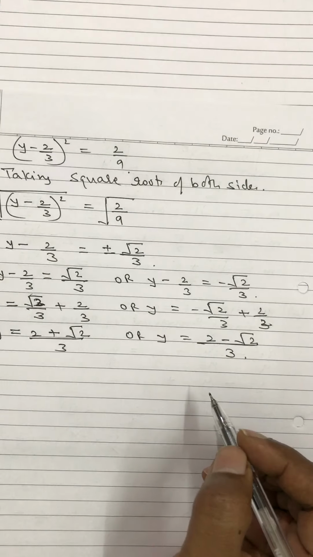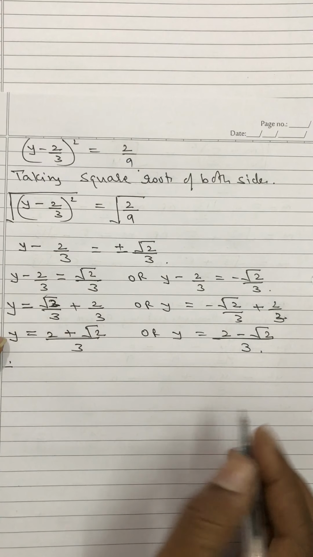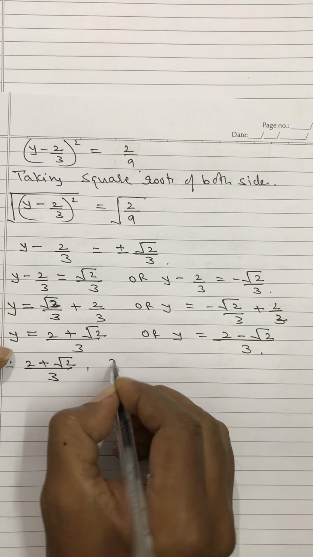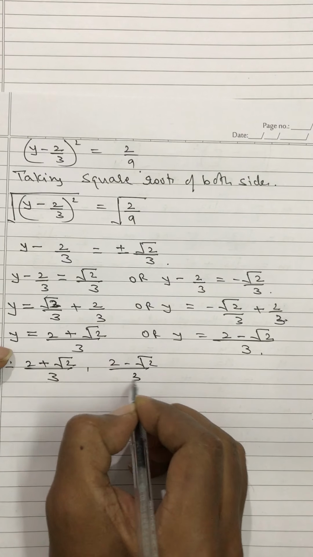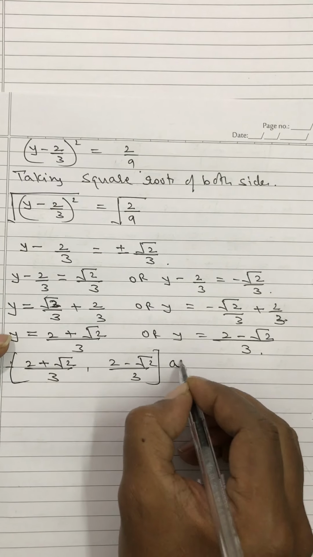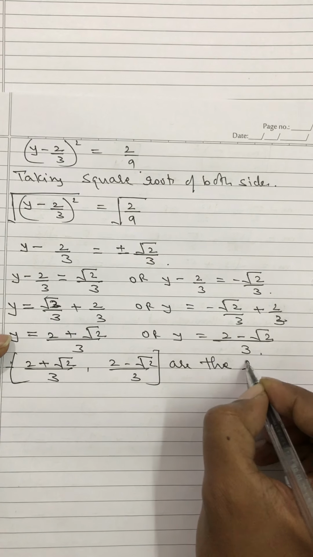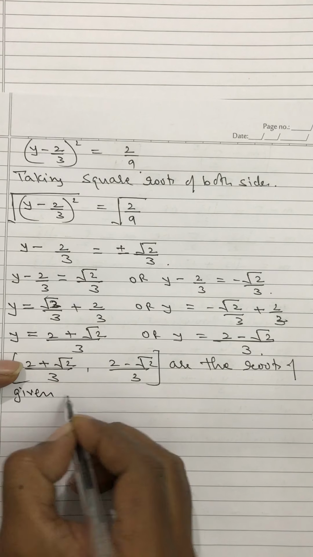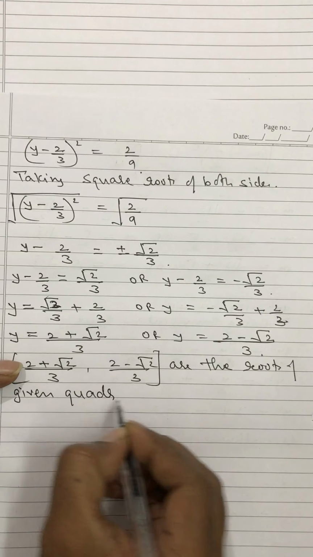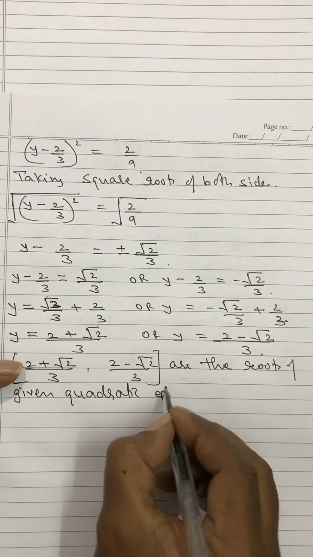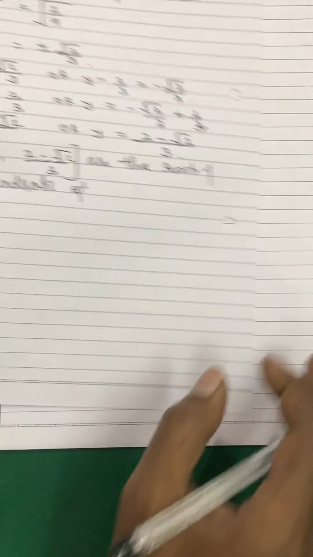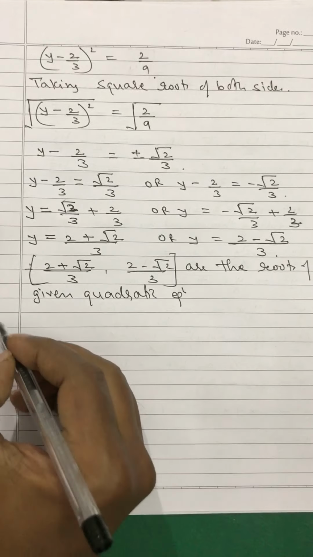Yes, pakka. Therefore 2 plus root 2 upon 3, 2 minus root 2 upon 3 are roots of the given equation. This is done. Okay, so with this we have finished the fourth question. Now we can go forward to the fifth question.